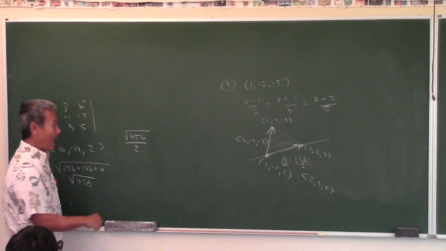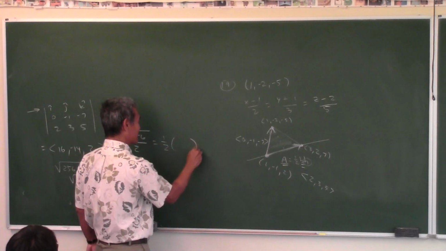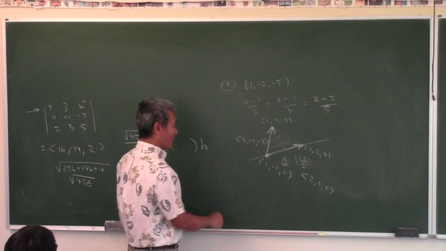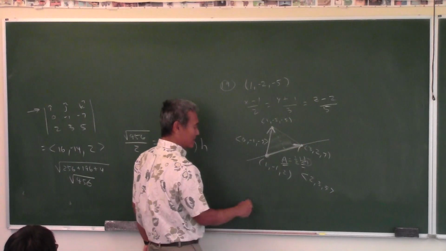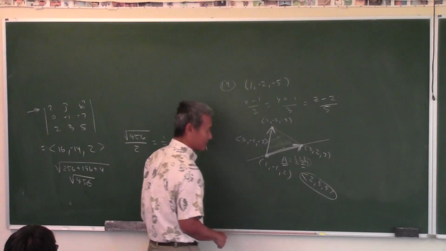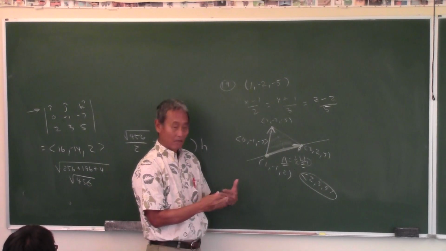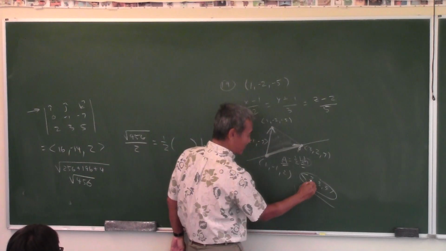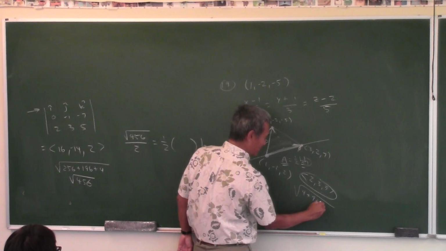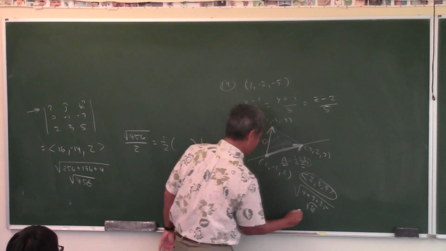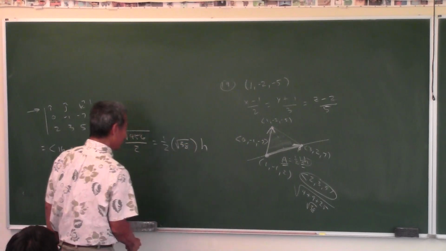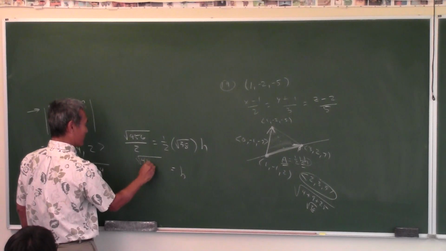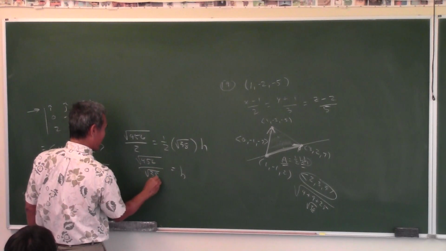Everybody agree? Yeah. And that's equal to 1/2 base times height. Now we're trying to find the height because the height is the distance between the point and the line. So all we have to do is figure out the base, but isn't the base this vector right here? Doesn't that vector form the base? So how do I find the length of that? The length of this vector is the square root of that squared plus that squared plus that squared, which is root 38, right there. So therefore, the height, which is the distance between the point and the line, is simply the square root of 456 all over the square root of 38.